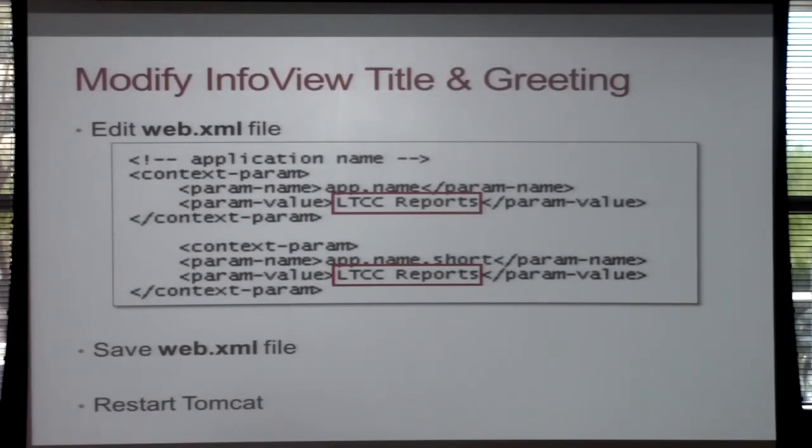So what I did was I just changed it to LTCC reports. You can change it to whatever you want. Doesn't really matter. And of course, before I would do this, I'd back up the file. That's pretty critical. But assuming that's already been done, you make the change, you save the web.xml file, and then you restart Tomcat, using the central configuration manager.